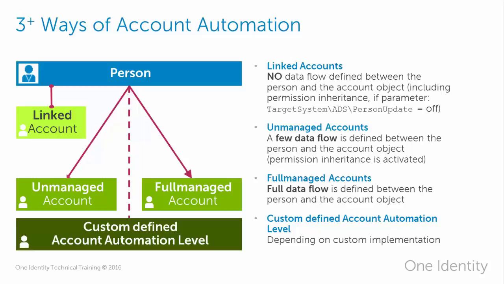In difference to the past, there now exists a third option, and this third option is called linked account. It is possible to link an account object without any usage of a managed level, because that is not configured. If this is the case, it is just a plain and rare linkage. There is no data flow from the person object to the account object or something like that.